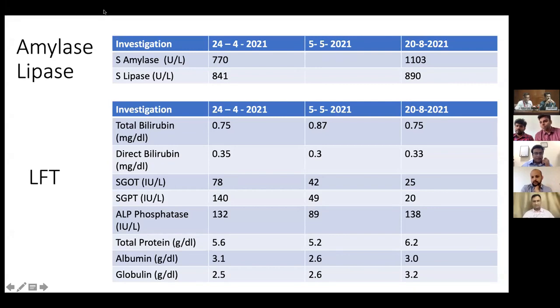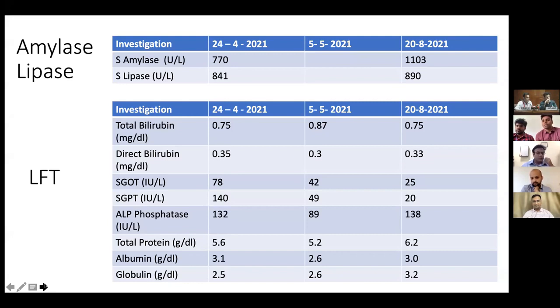Or could it be that there is fluid collection persistence? Fluid collection itself can also lead to a persistence in elevation of amylase and lipase. When you have a walled off necrosis or a pseudocyst, amylase and lipase can still be elevated after the first episode.